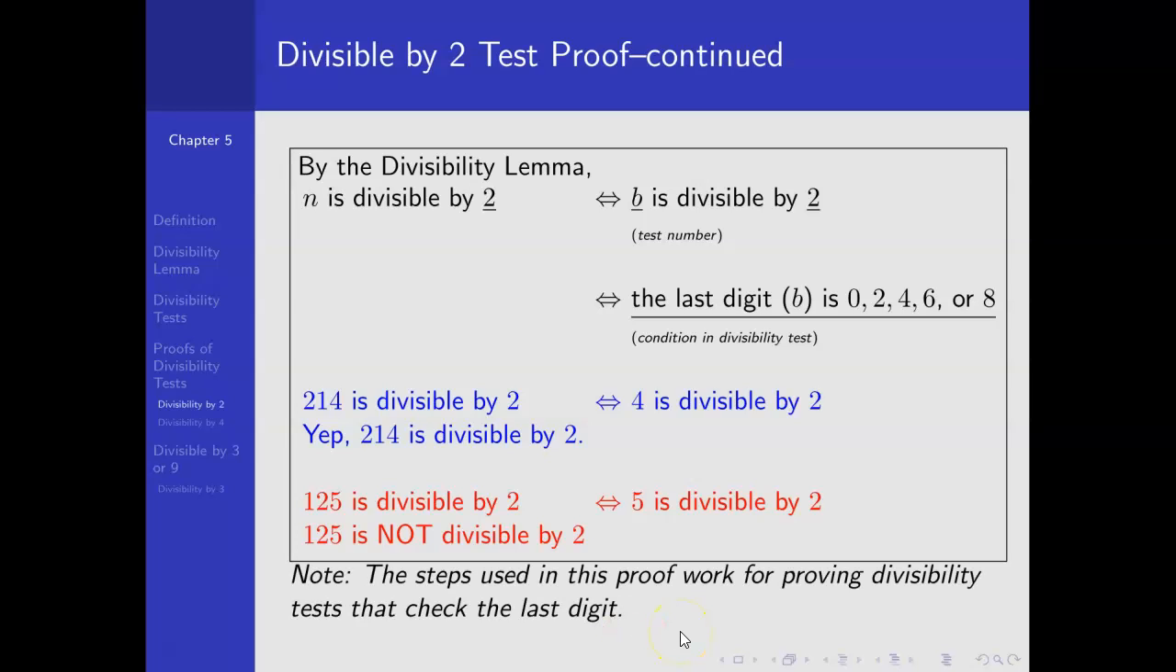Now, just as a note, the steps that we used in this proof work when we're proving a divisibility test that checks the last digit. So for example, the divisibility test by 5 and the divisibility test by 10, both of those also, you determine whether the number is divisible by that by looking at that last digit. And you get the opportunity to do that in your homework. So your steps when you go through and do this in the homework should look a lot like these, but you're going to make the adjustment. Instead of 2s, you're going to have 5 or a 10 as you go through.